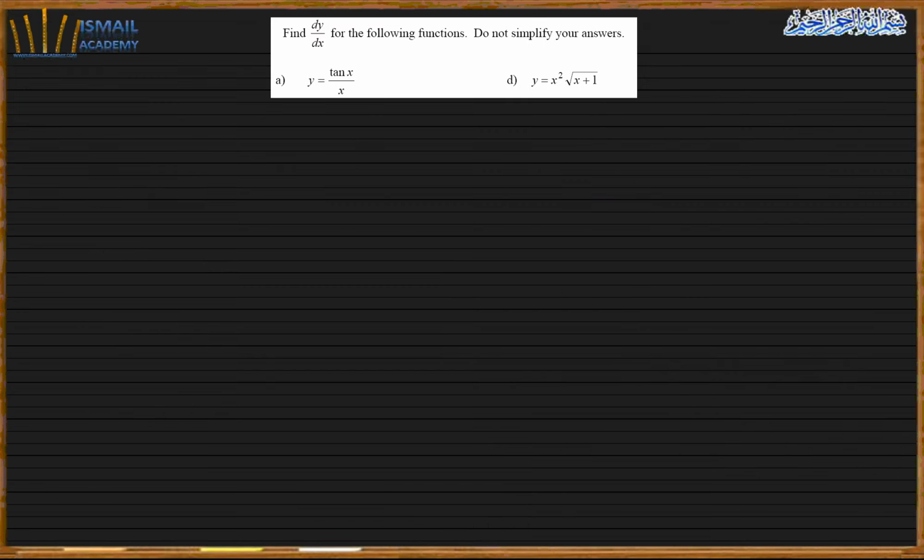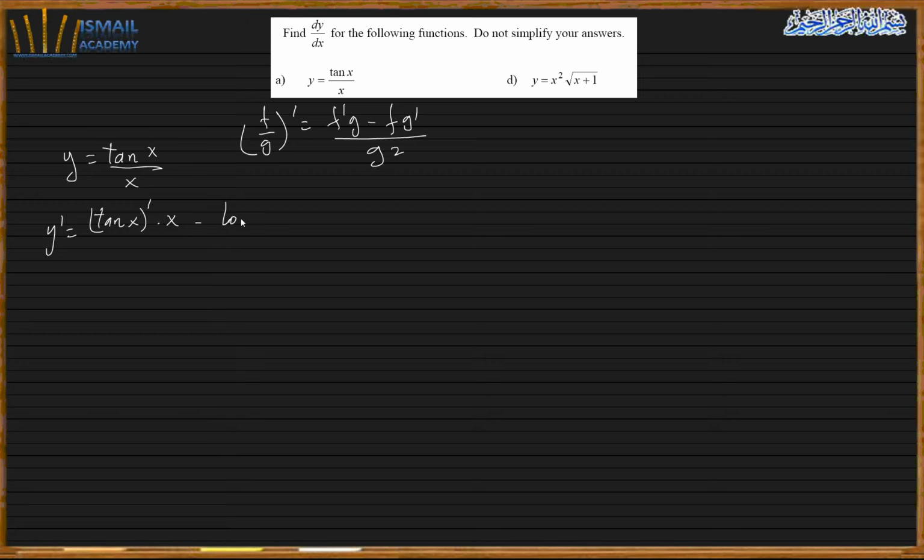Alright, so next question here, find the derivative of the following function. So do not simplify. So for the first question, this is quotient rule. So we have y equal tangent of x over x. So I'm going to use quotient rule. What does the quotient rule state? It is (f over g) prime is f prime g minus f g prime over g square. So here y prime will be tangent x prime times x minus tangent x times x prime.